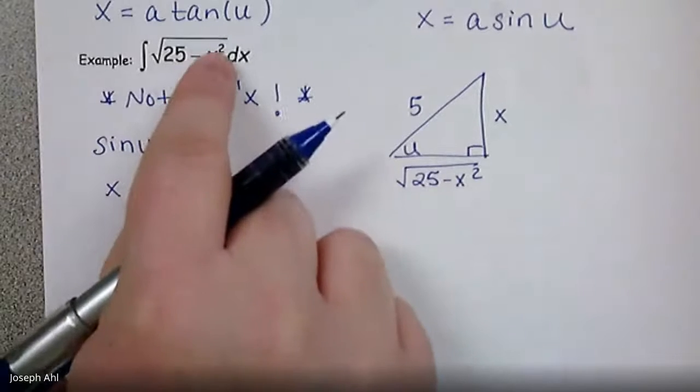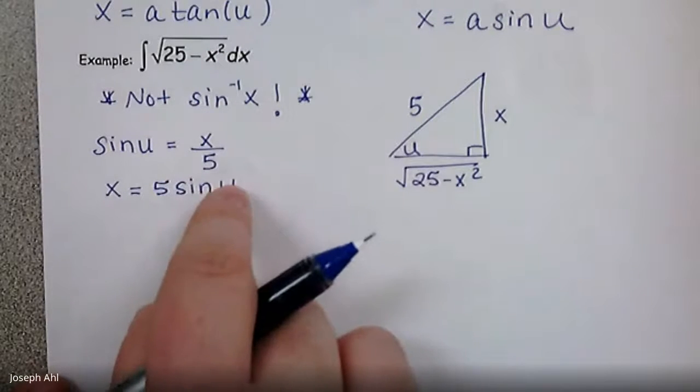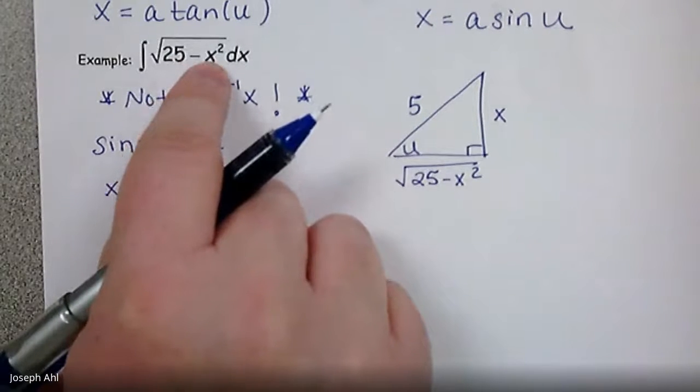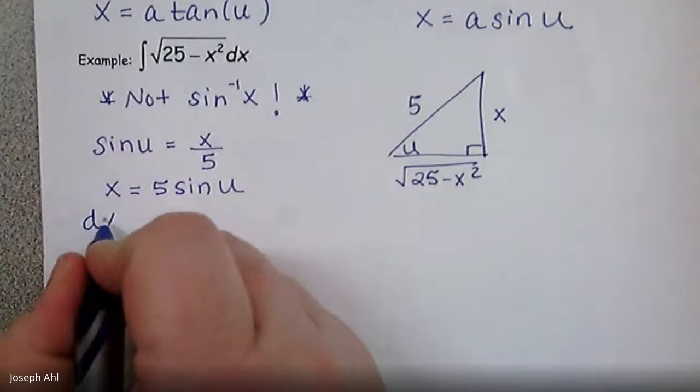And since I'm replacing x under the radical with 5 sine u, we're now integrating with respect to u. So therefore, I have to know, well, what's dx equal to?